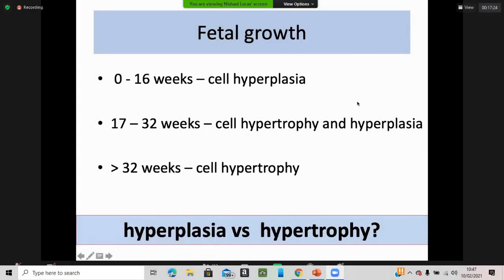So, fetal growth, there will be different phases. Hyperplasia, now you have learned these terms during your foundation or during your first year or second year. Can someone tell me what is the difference between hyperplasia and hypertrophy?